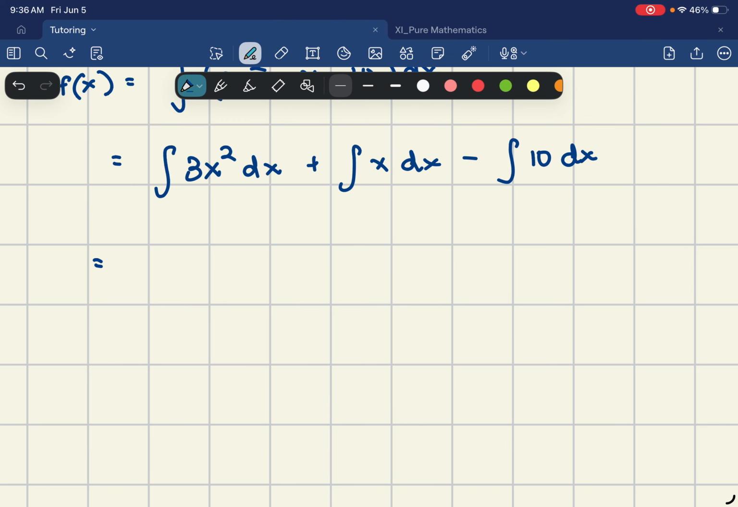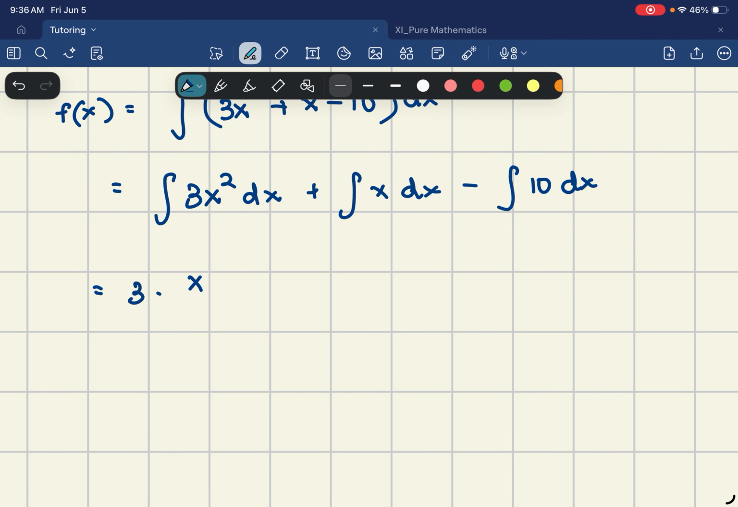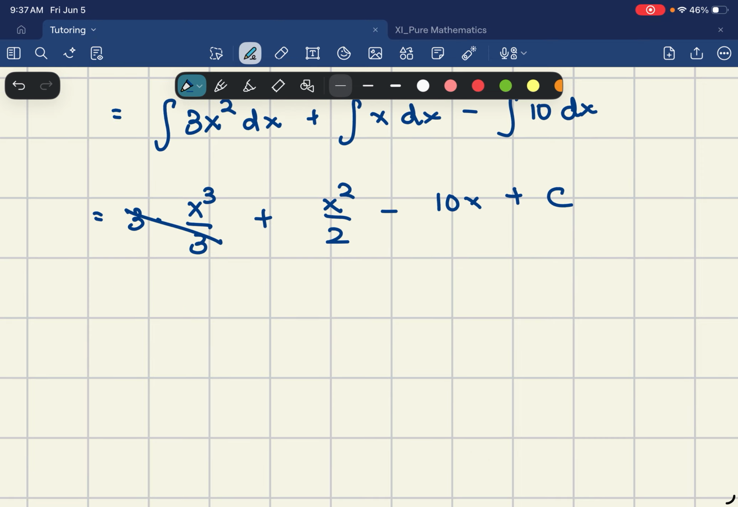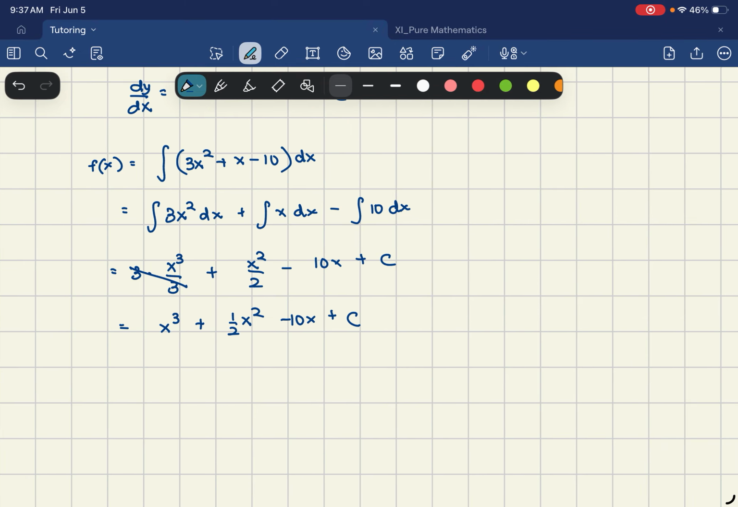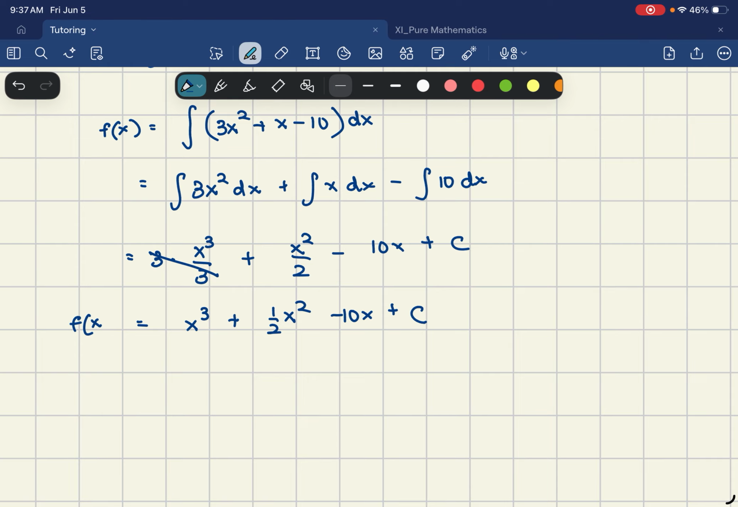And if you simplify this, you are going to get 3 times x cubed divided by 3 plus x squared divided by 2 minus 10x plus c. Do not forget, indefinite integral. If there are no values on the bottom and the top of your integration sign, always add a plus c. This cancels out, so you get x cubed plus half x squared minus 10x plus c. That is your f of x.